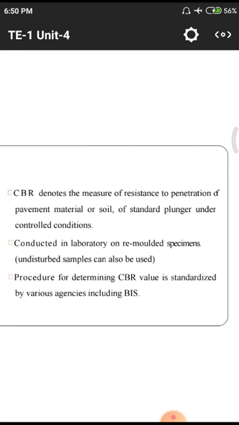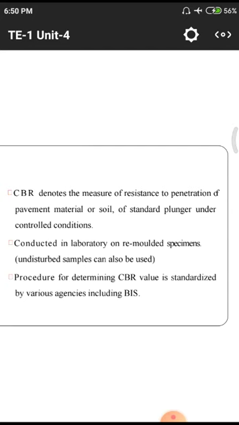Next, conducted in laboratory on remolded specimens. This CBR value is conducted at both sites and laboratories. At the site we conduct these tests for the calculation of penetration of pavements. But in the case of labs, we have to use some quantity of material and do the tests.